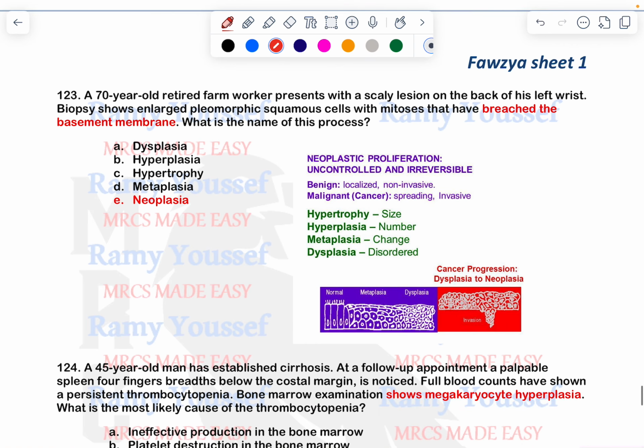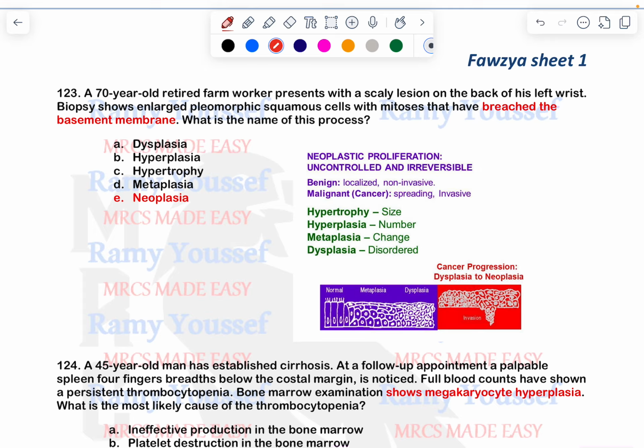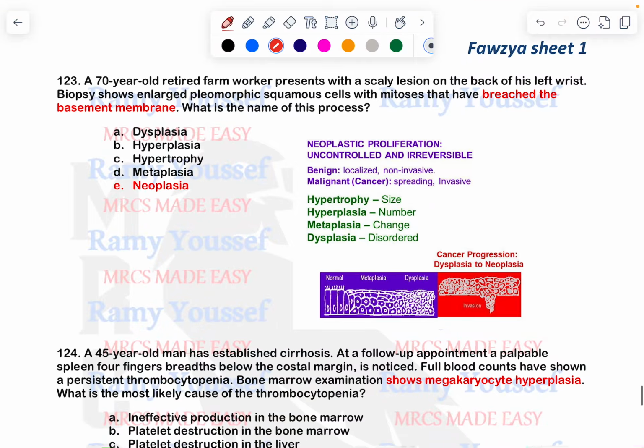A man with established cirrhosis has a follow-up appointment. The spleen is palpable 4 finger breadths below the costal margin. Full count has shown persistent thrombocytopenia. Bone marrow shows megakaryocytes. What is the most likely cause of thrombocytopenia? Inefficient production, platelet destruction, or sequestration. Platelet destruction or sequestration in the spleen, both are about the same.